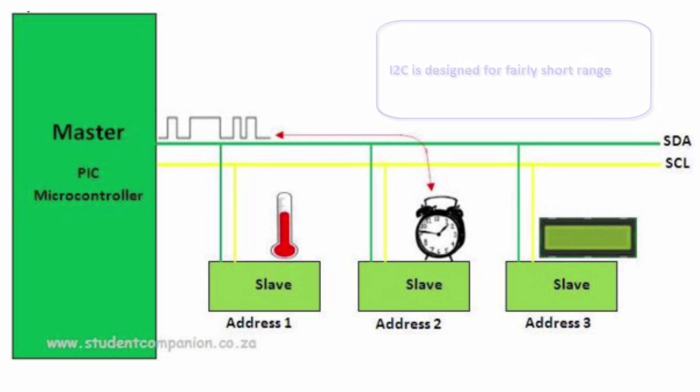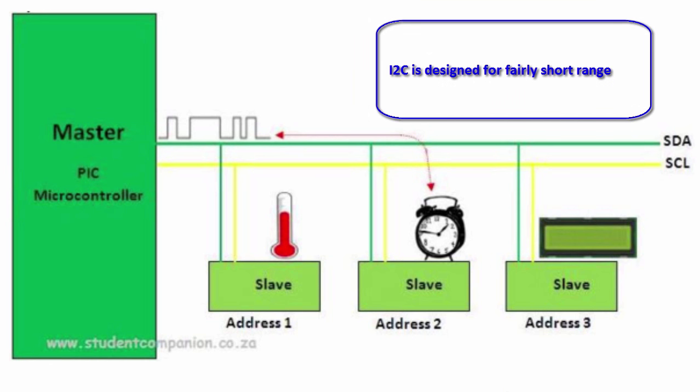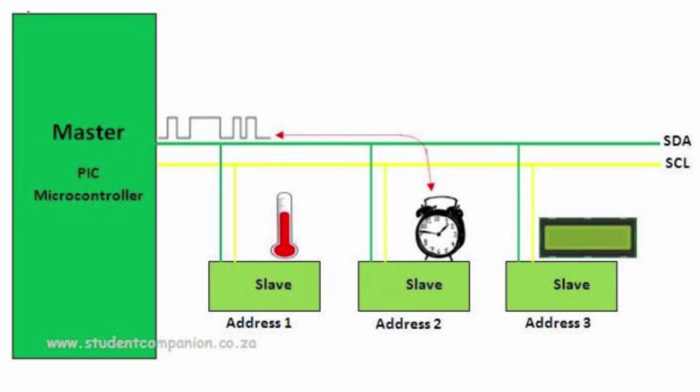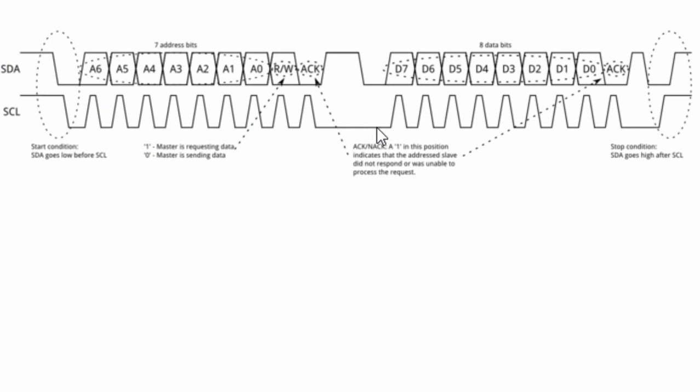And lastly, I2C is designed for fairly short range. This basically means that devices are on the same PC board as the master or connected via a relatively short cable, compared to RS-232, RS-485 and the CAN bus. This diagram shows the I2C bus operation.